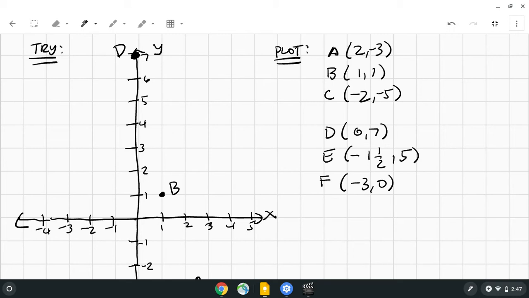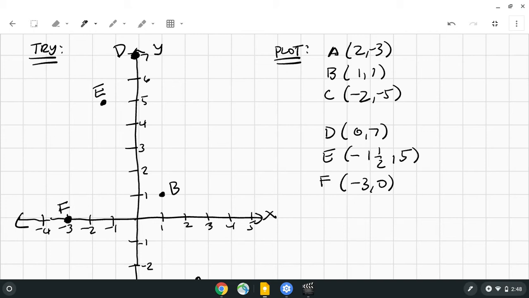Letter E, -1.5. -1.5 is going to be right here between -1 and -2. So you have to go halfway between -1 and -2. So right here is letter E. And then letter F is -3, 0. Again, you have to be right on the line right over here.